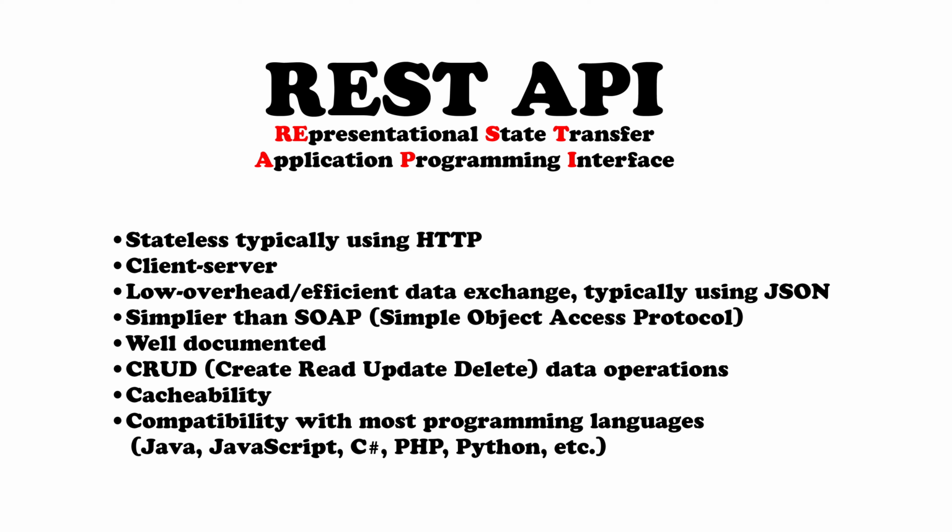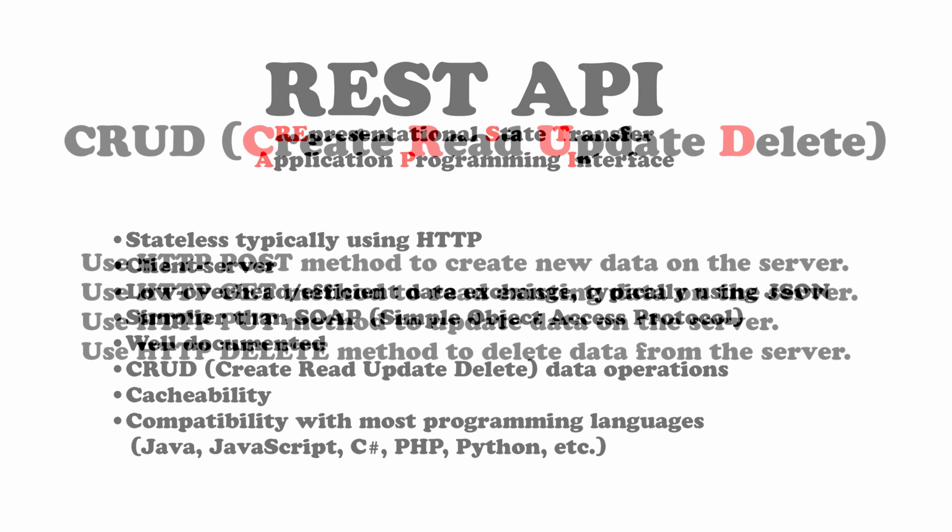REST is used by both websites and mobile apps, and it typically exposes services over the Internet. The REST API has a low overhead, efficient data exchange using JavaScript object notation. It is simpler than SOAP, or the Simple Object Access Protocol, and is compatible with most modern programming languages.